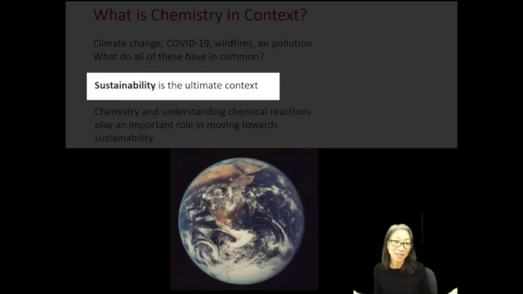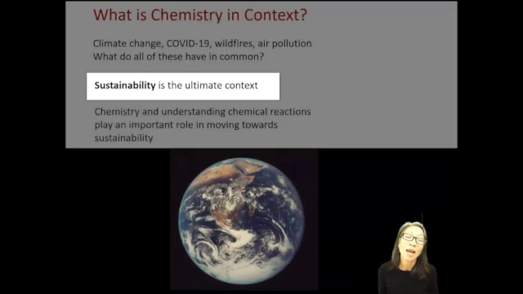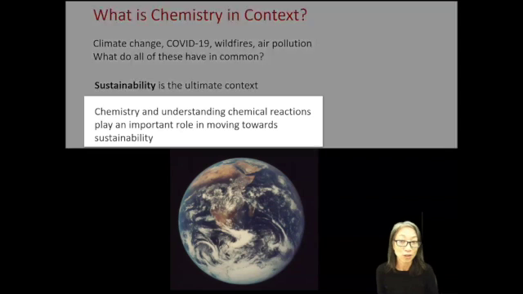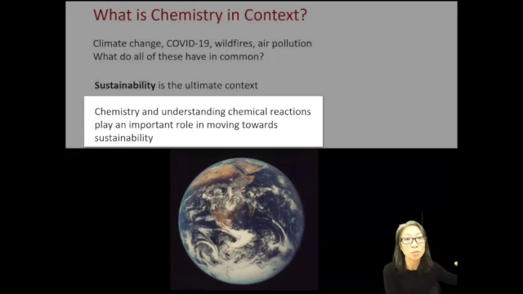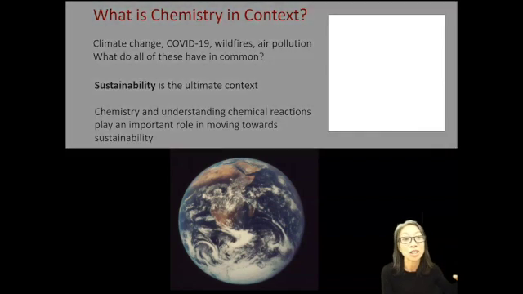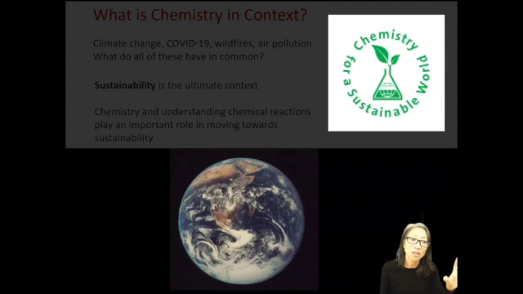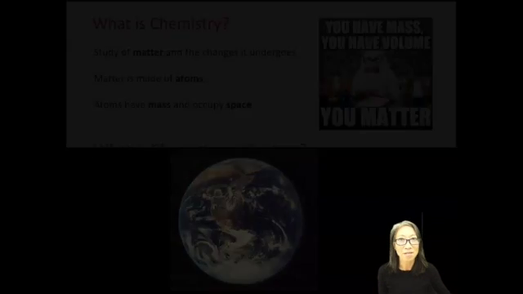Sustainability is the ultimate context, I think, in which trying to achieve a sustainable world, a world in which we are using our resources and not trashing those resources for the future. We can achieve sustainability through an understanding of chemistry. So chemistry and understanding chemical reactions play an important role in moving towards a sustainable world and sustainability in general. So understanding chemistry to achieve the sustainable world that we want, that we don't currently have.